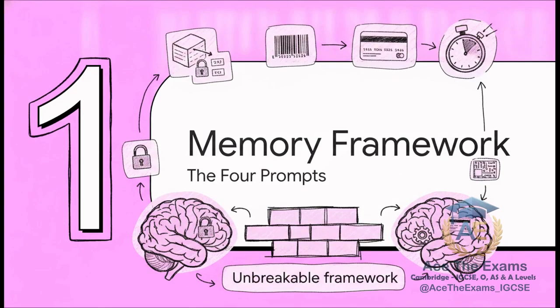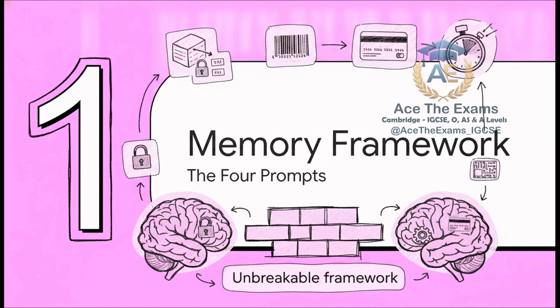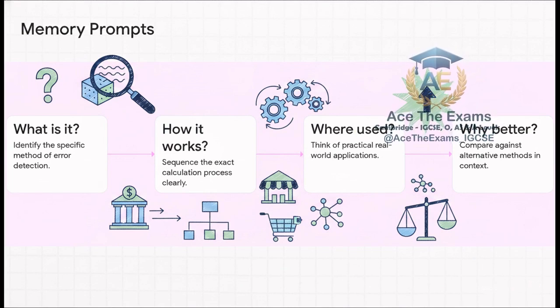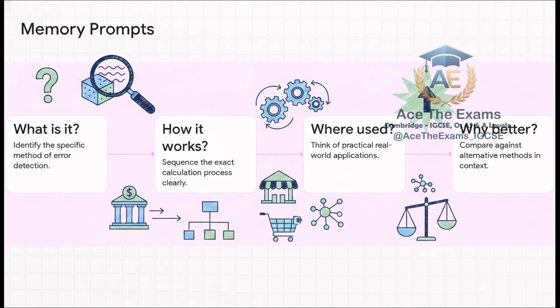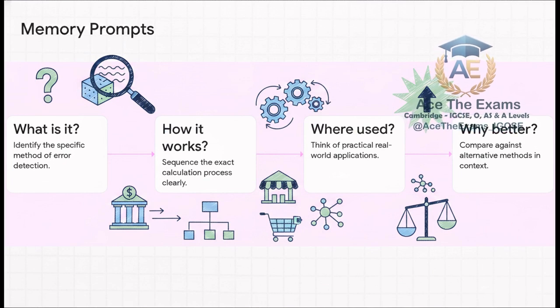To fix this, we need an unbreakable system. So let's dive into Section 1, the 4-prompt memory framework. This right here is the reliable memory structure you need to be using. If you can actively answer these 4 prompts out loud for checksums and check digits, you'll instantly transition from giving a vague definition to a high-yielding applied answer.